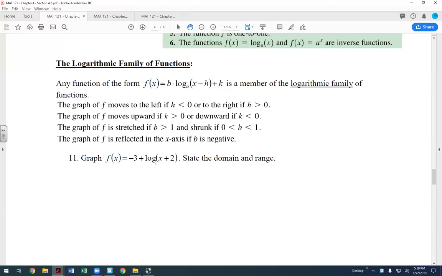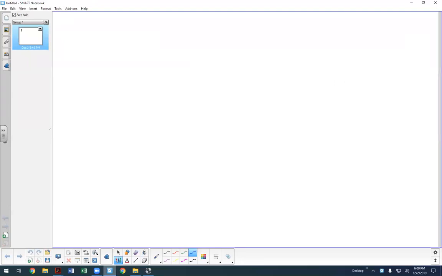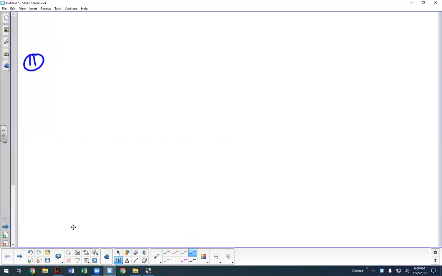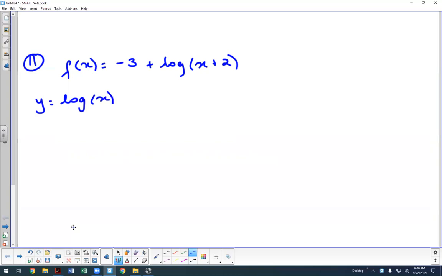Now, what base does this logarithm have? Yeah, it's a base 10 function. So that means we're taking the original base 10 function and making this transformation happen. So let's take a look at how this change will end up looking. So this will be number 11. Remember, our basic function is just the log of x function that is being transformed by moving it 2 units to the left and 3 units down, okay?